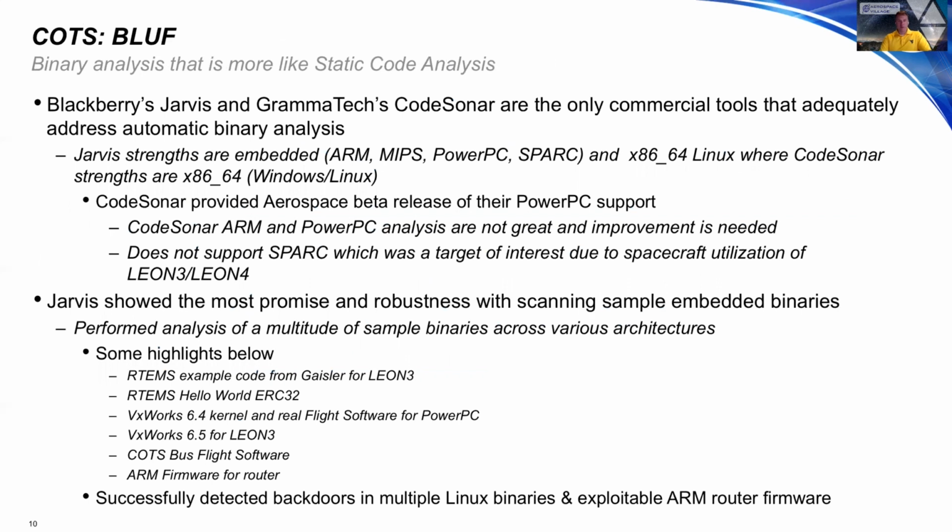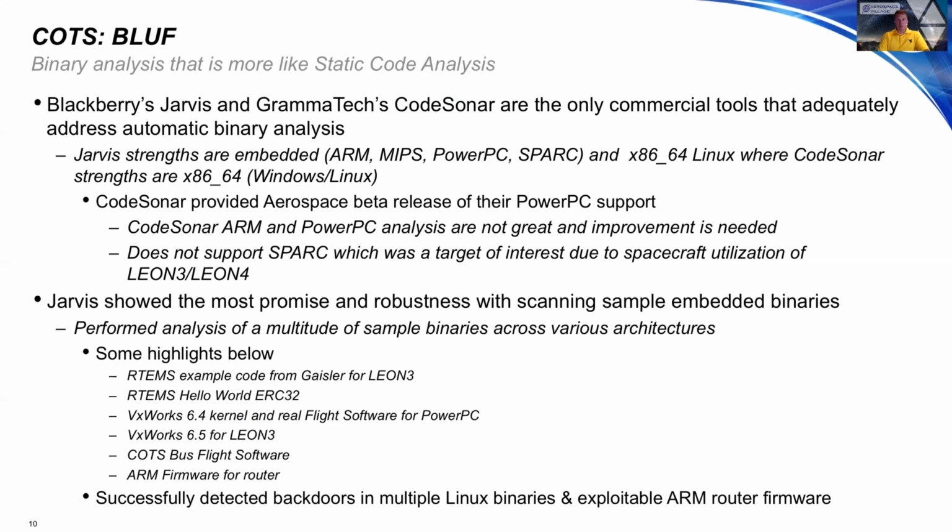So the bottom line up front is that both BlackBerry and GrammaTech's CodeSonar were pretty much the only commercial tools that we looked into based on our market research. We also found some strengths with Jarvis being in the embedded world, which was great because it really fills a gap where something like CodeSonar has pretty decent performance in the x86 area for Windows and Linux binaries, but not really much support on the ARM, PowerPC, and SPARC side. So we did look at CodeSonar's beta release.